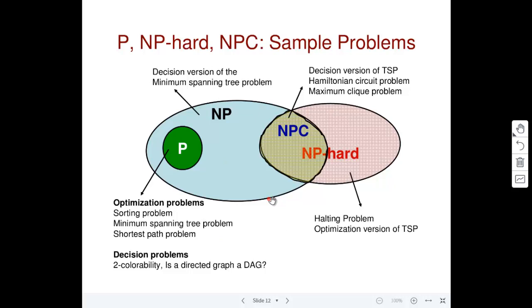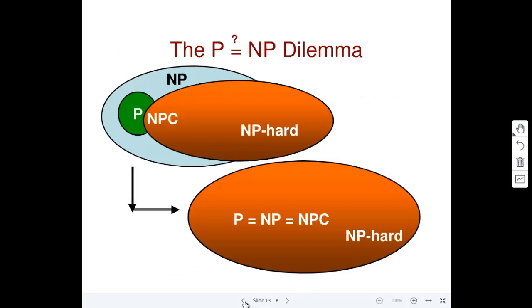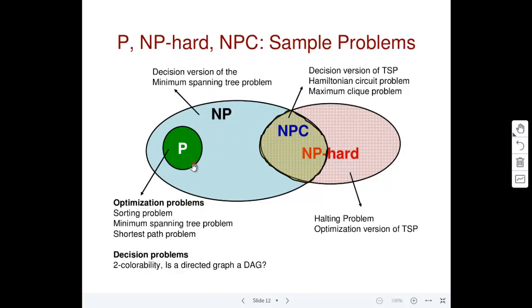So let us see some sample problems that fall in each category, and then we'll start moving to some practical things. With this we'll finish the theory. For the class P, of course, you saw a lot of problems. Optimization problems like minimum spanning tree, and even the sorting problem is an optimization problem, since you are trying to sort in increasing order. Then the shortest path problem, and the decision problem two colorability.